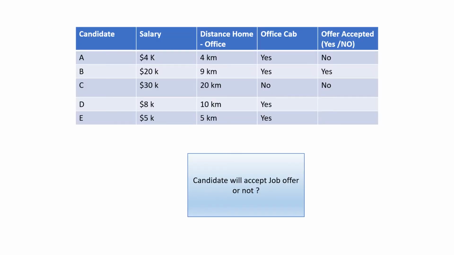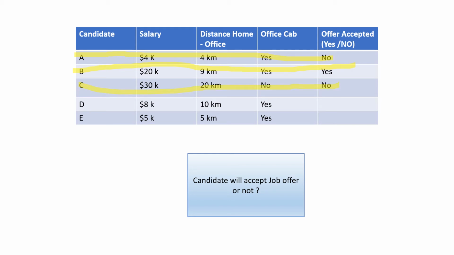Let's take a simple example where we have a data set with different candidates, the job offer provided to them, and whether they have accepted the job offer or not. We can see in this data set we have candidates A, B and C, wherein we know what the salary was, what the distance was, whether the office was providing cab facility or not, and in this situation with this offer whether the candidate has accepted the offer or not. So this is our data set which we can use for training our model, because we know the answer over here, whether they have accepted the offer or not.